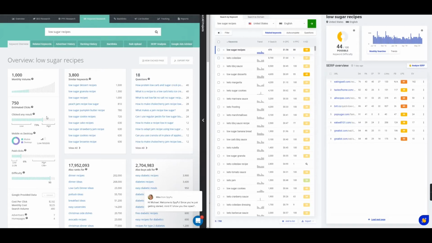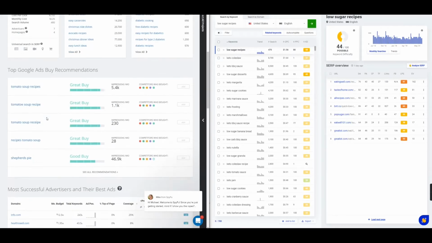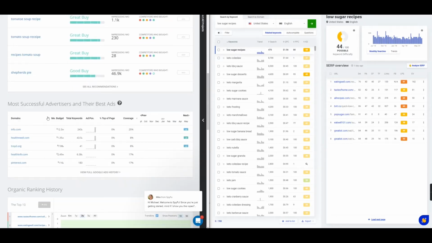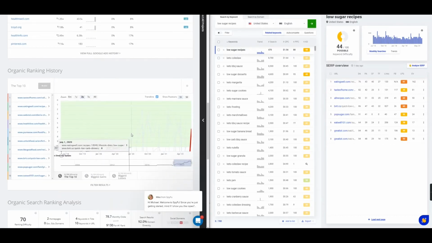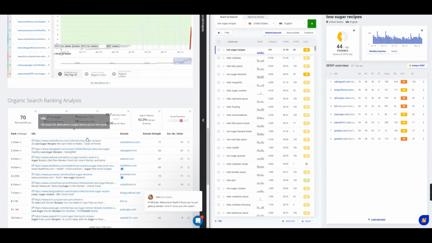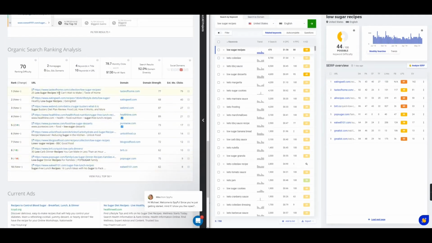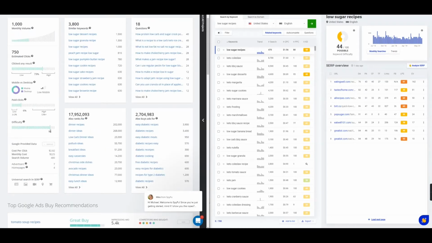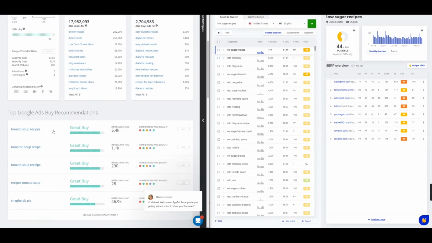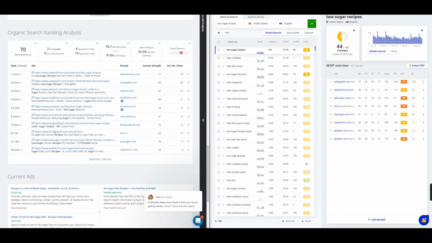Interesting. And organic ranking history. Oh, that's quite good, showing history. And it does show the top 10. Okay. Ranking difficulty 70. So why does it say 70 here? And then up the top, it said 90. That's a bit weird. Anyway.